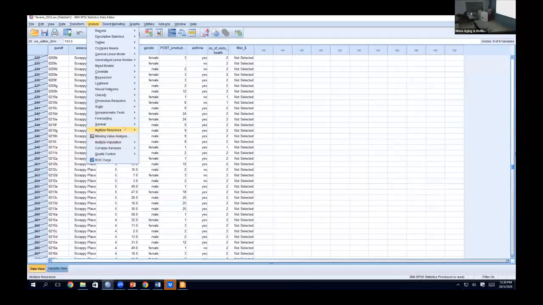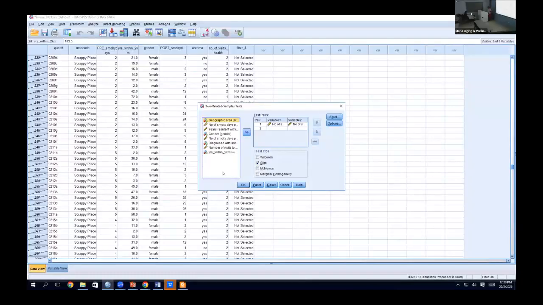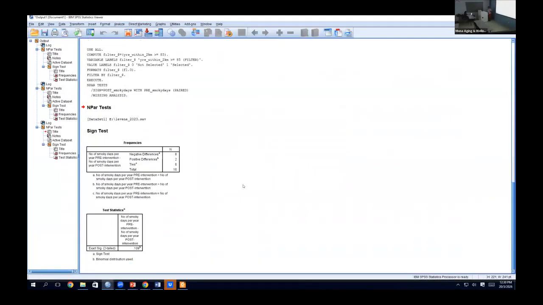So analyze non-parametric tests, legacy dialogues, 2 related samples, and we should be able to just click OK because everything is already there. The only thing that's going to happen is the sample size is going to be reduced. Good.